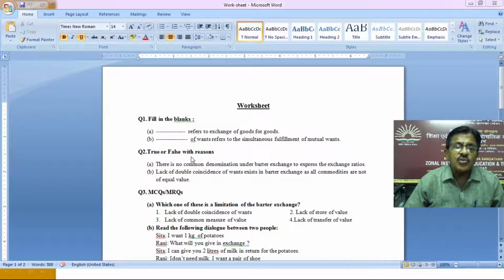Question number 2, true or false with reasons. There is no common denomination under barter exchange to express the exchange ratio. Second statement is lack of double coincidence of wants exists in barter exchange as all commodities are not of equal value.